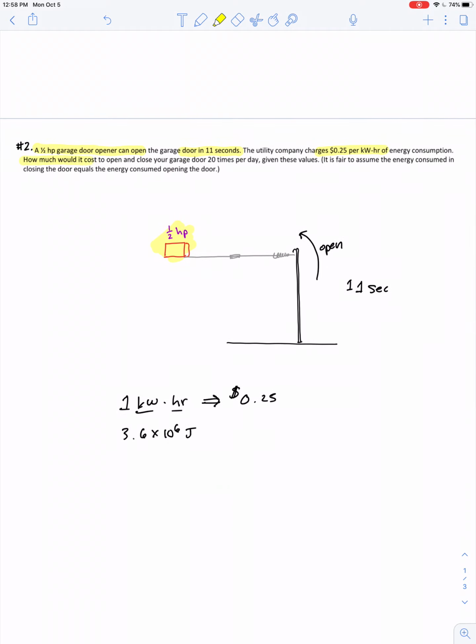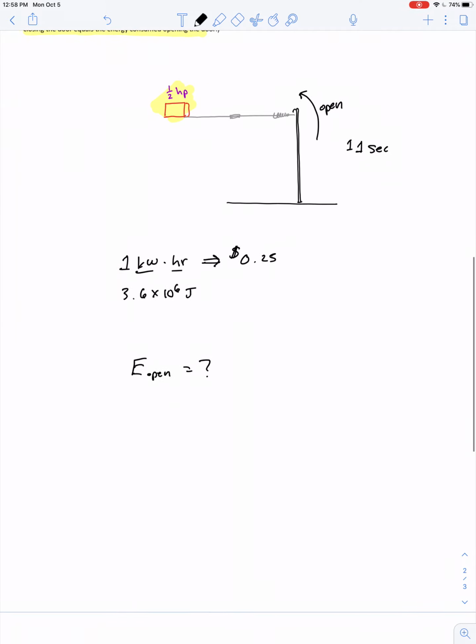In the end, we're asked, what would it cost to open and close the garage door 20 times a day, given these values? And we can assume that the energy required to open and the energy required to close are one and the same. So what we really want to do here is find out how much energy it takes just to open the garage door. If we multiply that value times 2, then that's the energy it takes to open and close. And if we multiply that times 20, then this would give us the amount of energy per day.